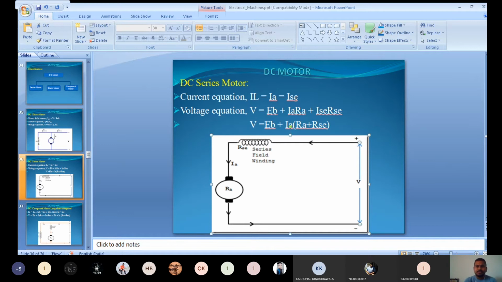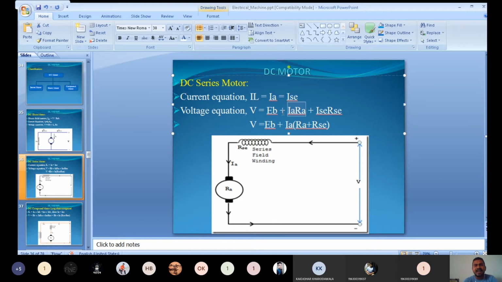Now what is the voltage equation? So here is the voltage applied to the motor. Back EMF is generated in the armature winding. So V is equal to EB plus some voltage drops in the armature winding. When armature current is flowing, V is equal to EB plus IA RA, plus the same current is also flowing through this field winding, so it is plus ISC RSC. So voltage equation becomes V is equal to EB plus IA RA plus ISC RSC.